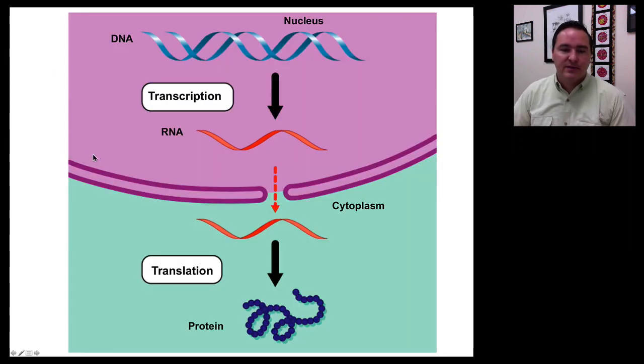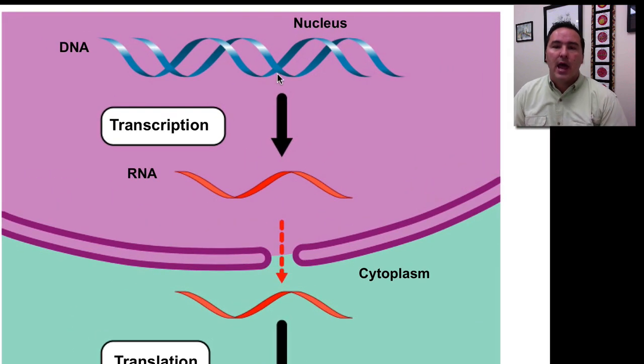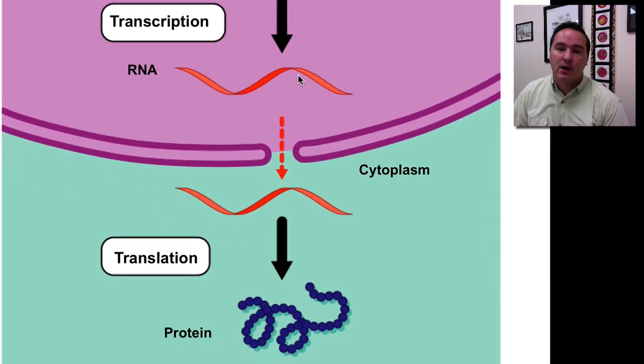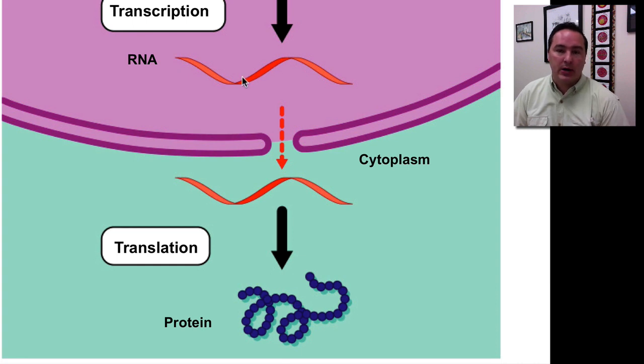So here's a close-up of a cell where we're looking at the nucleus here and then the cytoplasm on this side. DNA is housed inside of the nucleus in eukaryotes, and the DNA never leaves the nucleus. So DNA goes through a process called transcription to create an RNA copy of a gene. This RNA copy we call a messenger RNA.